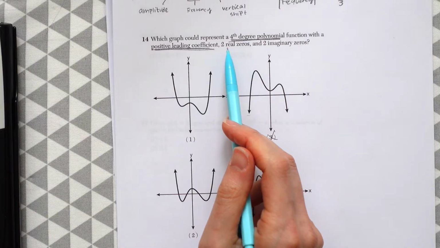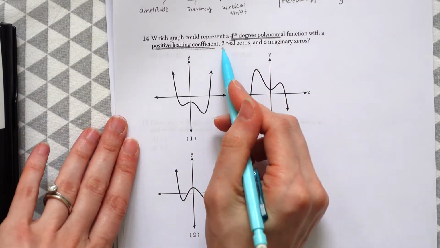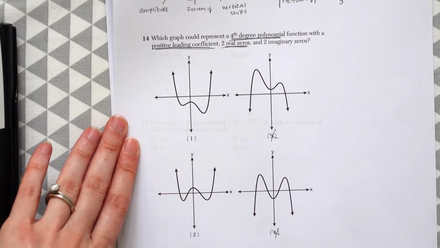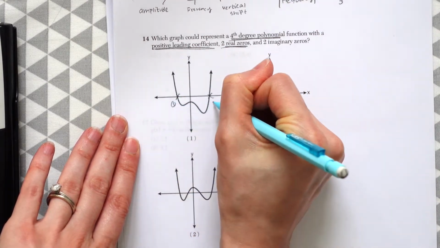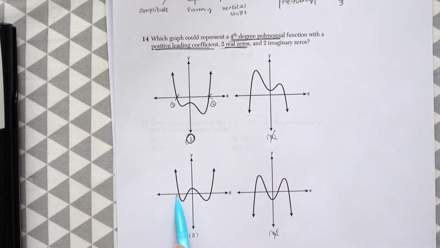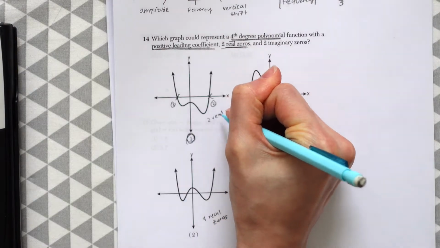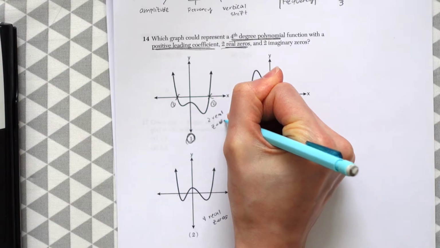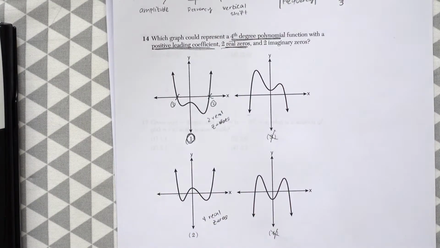It also says 2 real zeros and 2 imaginary zeros. This can be shown by what hits the x-axis. We only want 2 real zeros, so we only want 2 points that hit the x-axis. That would be here and here, 1, 2. So we know that choice 1 is our answer. Over here, this hits the x-axis 4 times, 1, 2, 3, 4. So that would be 4 real zeros. This only has 2 real zeros, and we can assume that there are 2 imaginary zeros here also. So choice 1 is our answer.